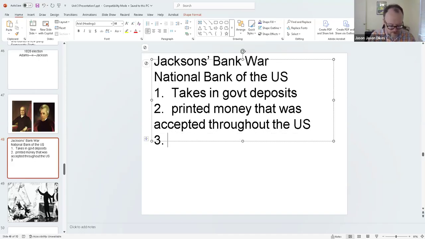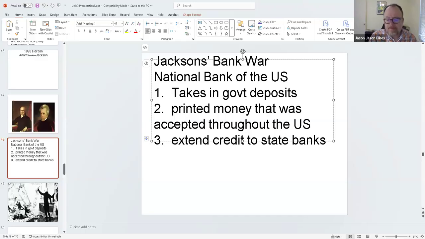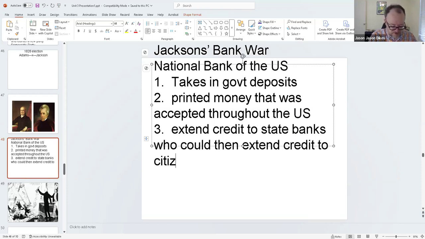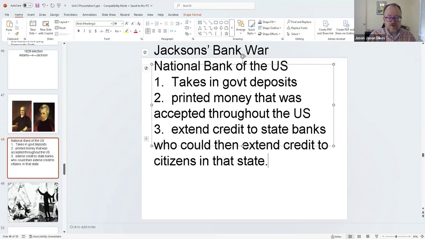It could also extend credit to state banks who could then extend credit to citizens in that state. So if you wanted to add on to your factory and you needed a loan, you would go to a state bank, and their credit would have gotten from the National Bank of the US.